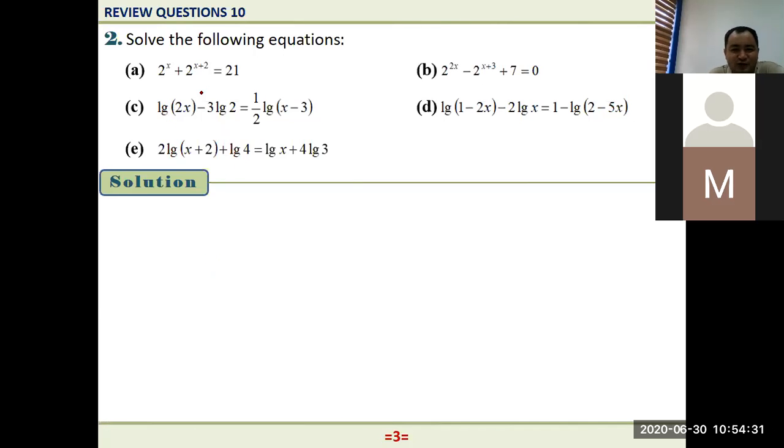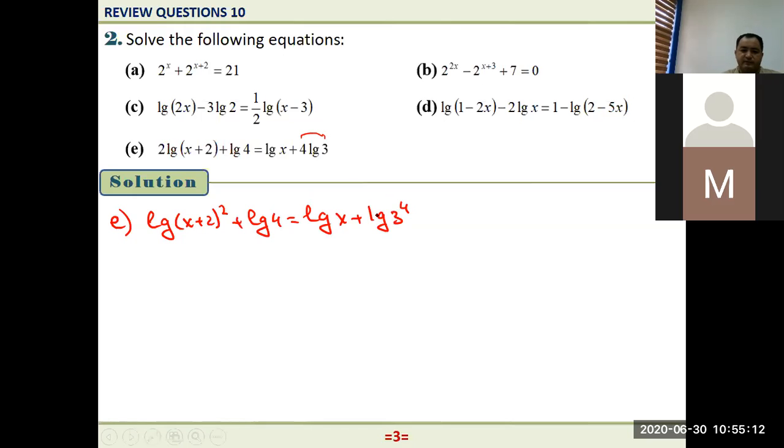All right, A is too simple, right? 2 to the power x, take it outside, 1 plus 4 is 5, and you can solve this. So it's quite easy. Let's do E. Okay, here we have a logarithmic equation. All right, here we have lg, lg, lg, lg. Good, all the bases are equal. So here we have lg, right? Bring this inside. Here we have lg of x plus 2 squared, plus lg 4. On the right hand side, lg x plus, and also bring this here, lg 3 to the power 4, right?